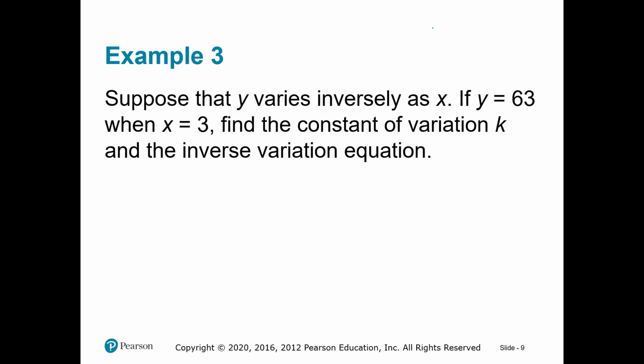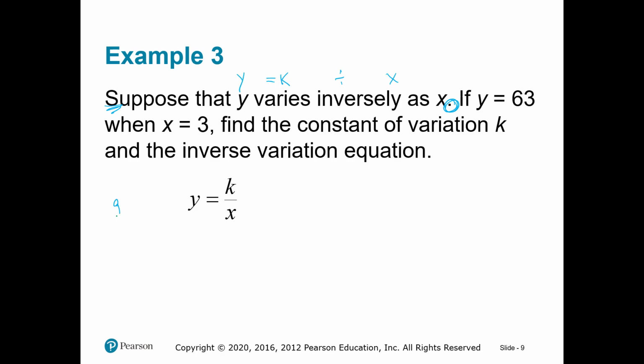Suppose that y varies inversely as x. If y equals 63 when x equals 3, find the constant of variation and then find the equation. So, again, we start at the very beginning and go up until the first punctuation mark, which ends right there. So, suppose that y varies inversely as x. Okay, so that tells me I'm going to have this equation. Agreed? Good.